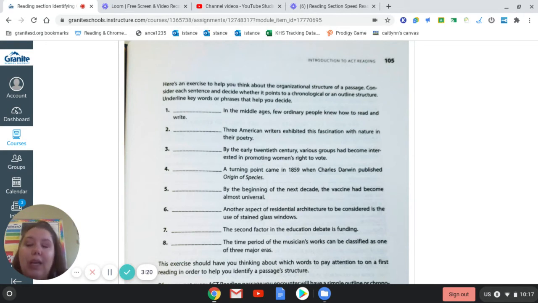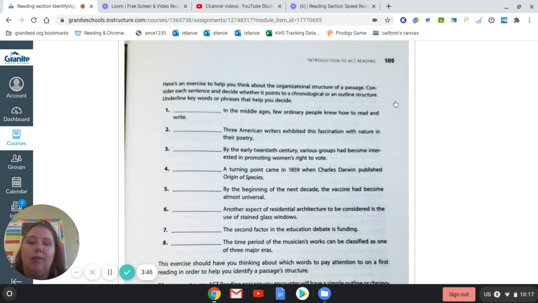Now, I'm going to give you a hint. If the first sentence talks about time, so if it says, in so-and-so's early years, or when so-and-so was really young, then you're probably looking at chronological format. All right. However, if it sounds like a traditional topic sentence where it's giving you information about what the paragraph is going to be about, then you are looking at outline structure.